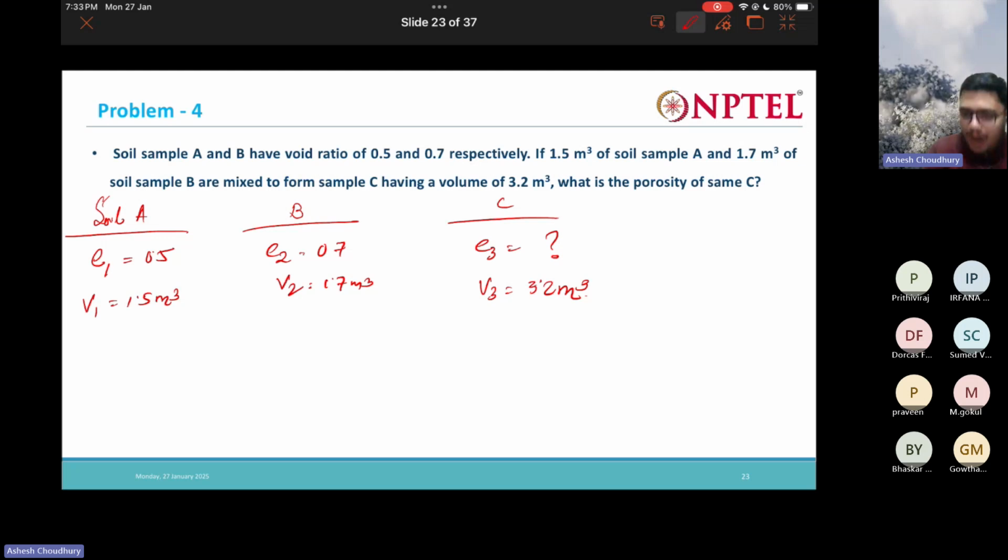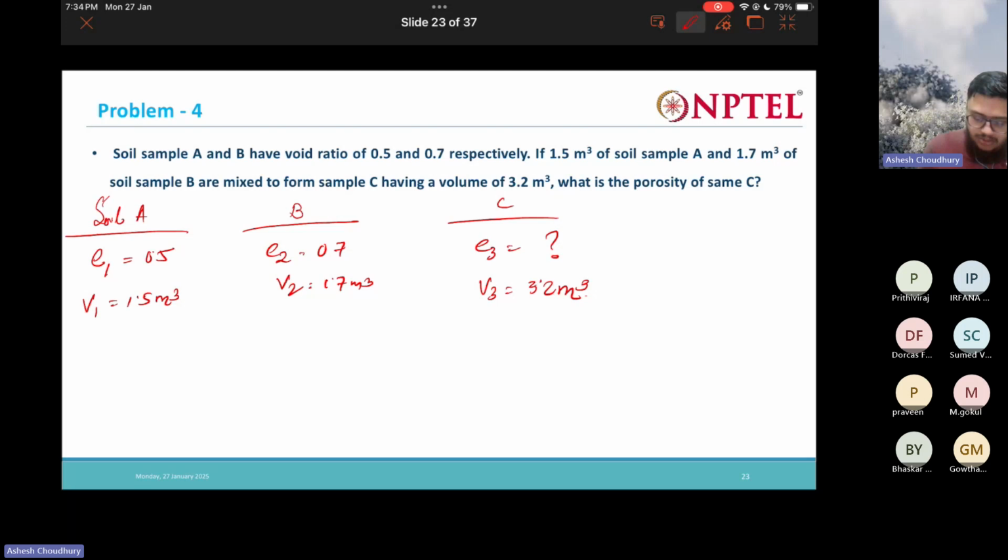Absolutely correct. The main thing here is that we need to have a look at the volume of soil solids. That is the thing which remains constant, and it is getting added up, right? So you need to think in that direction, that volumes of solids are the things that are actually getting added up, right? Very good. This is how we need to do it.